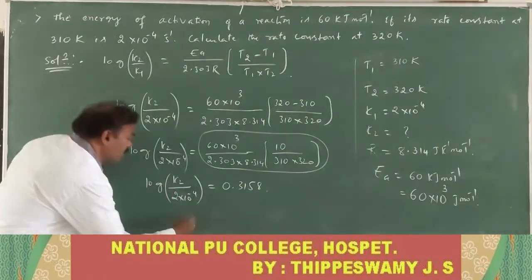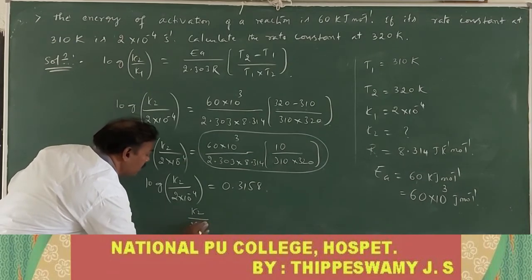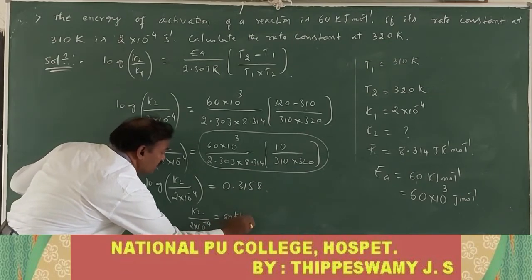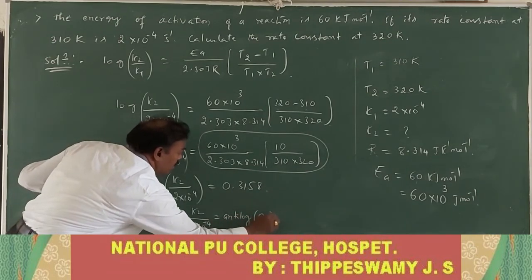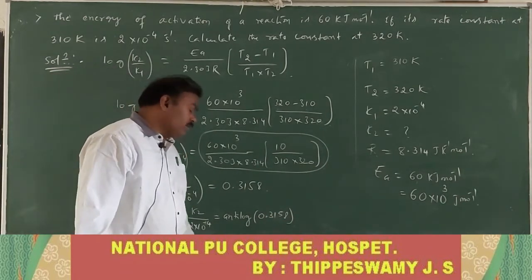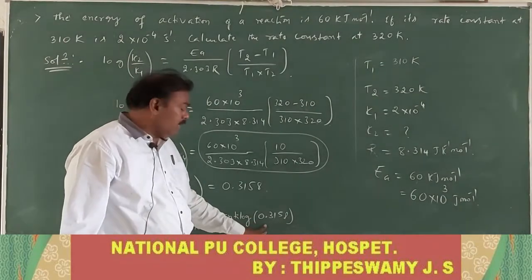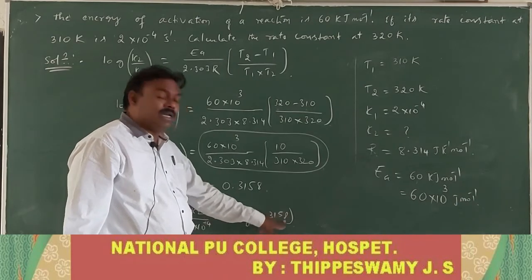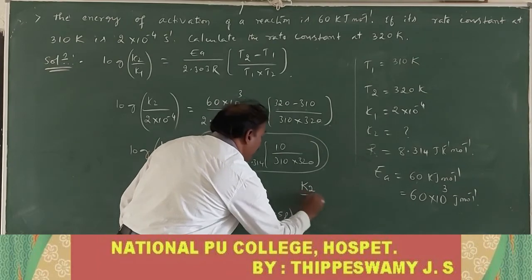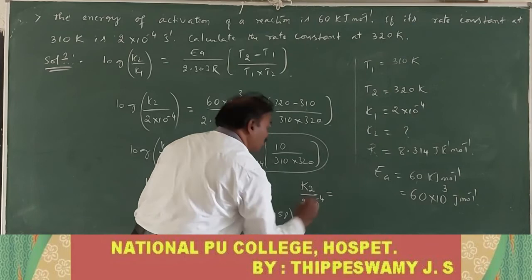So now we can convert: K2 divided by 2 into 10 to the power minus 4 is equal to the anti-log of 0.3158. How do you find the anti-log value? You go to the anti-logarithm table in the logarithm book, and look at 0.31 under 5 under 8. So you get that value. So now K2 divided by 2 into 10 to the power minus 4 is equal to, do you know how much you are getting?